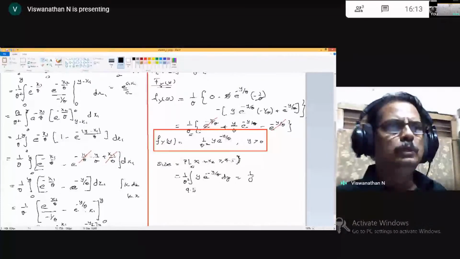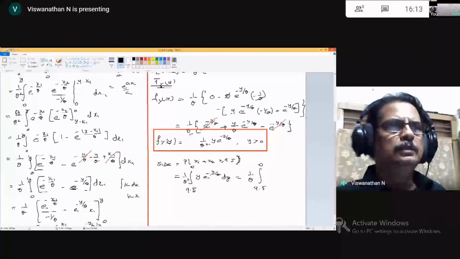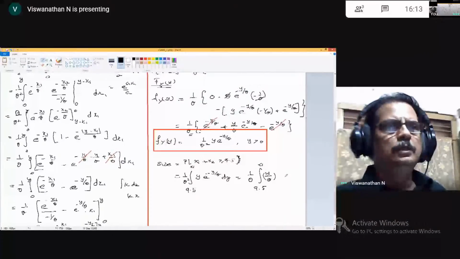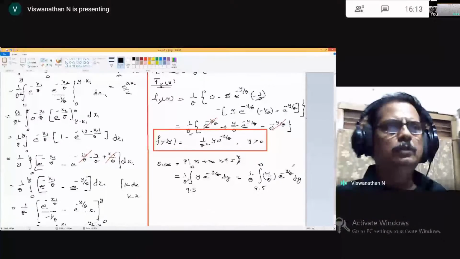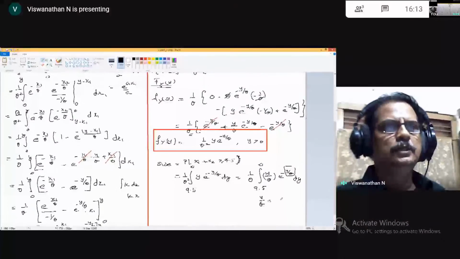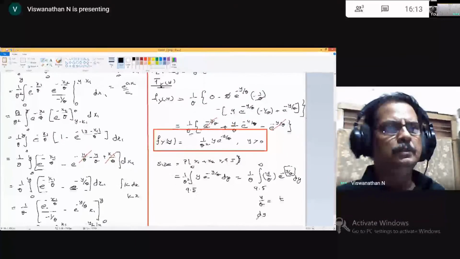I will leave 1 by theta, and one theta I will get inside. So 9.5 to infinity, and I will write something like y by theta here, and e power minus y by theta dy. Now I will put y by theta as t. So that will give me dy by theta equal to dt.